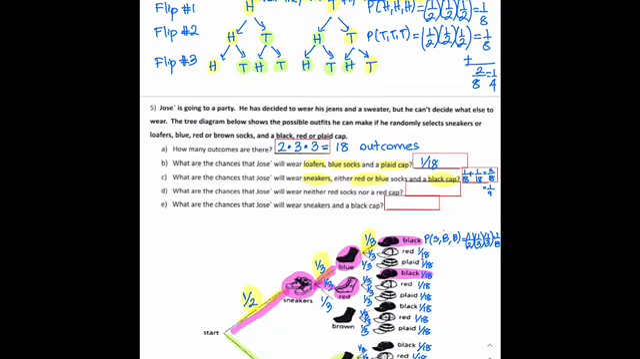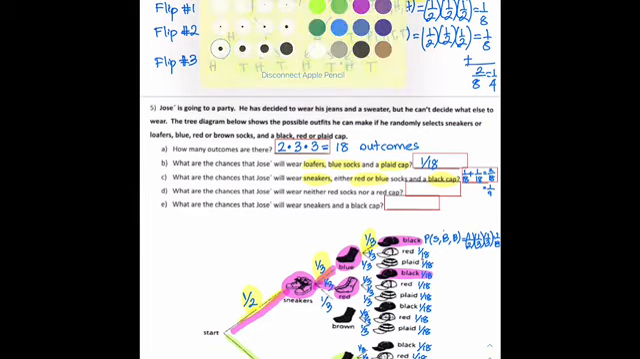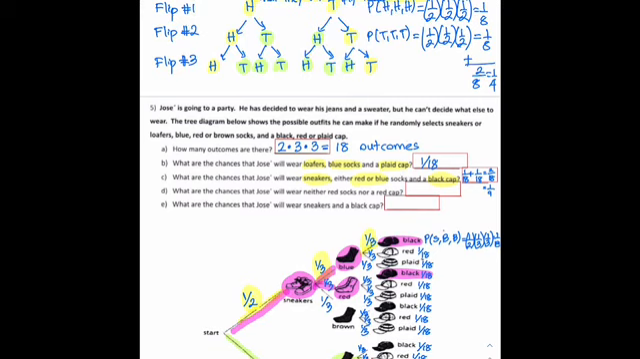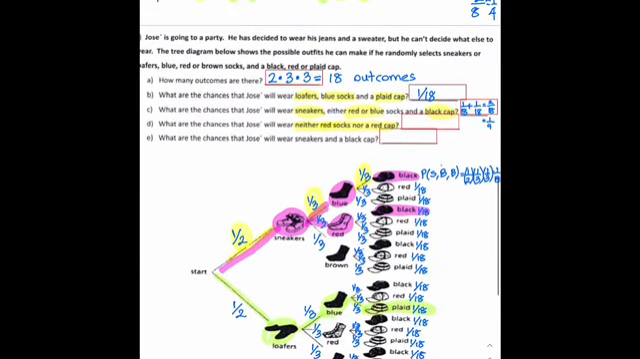Now let's continue with letter D. What are the chances that Jose will wear neither red socks nor a red cap? Let's highlight again what we're looking for. Neither red socks nor red cap. So if no red socks nor red caps, then we will look at all other options to write our probability. I'm going to use blue this time. We're going to go back to our tree diagram and highlight red socks and red caps to show that we're not going to include those, okay?